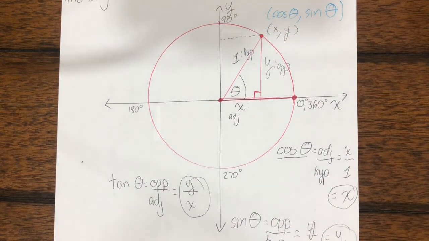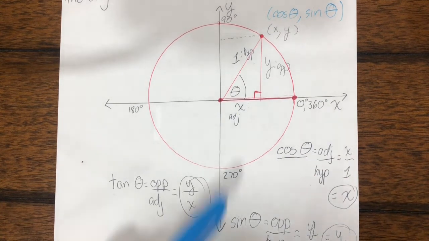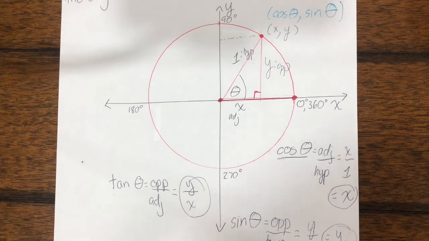So that means that when I'm evaluating cosine of a certain angle measurement, that's just going to be the x coordinate of the intersection between the terminal side and the unit circle. And same thing for my y value. Same thing for sine of theta. It's just going to be the y value of that intersecting point. All right?